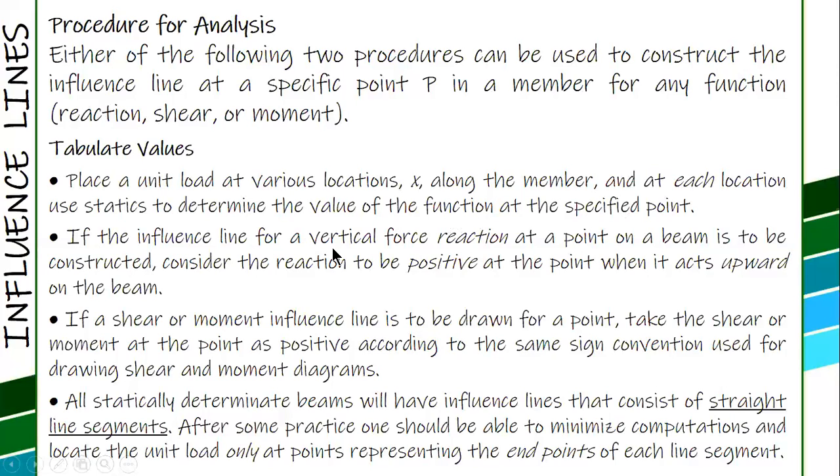If the influence line for a vertical force reaction at a point on a beam is to be constructed, consider the reaction to be positive at the point when it acts upward on the beam. So, remember this. If you want the influence line of a reaction, it is positive if upward.